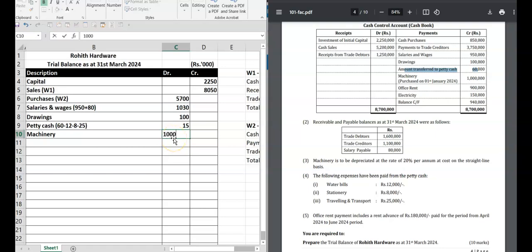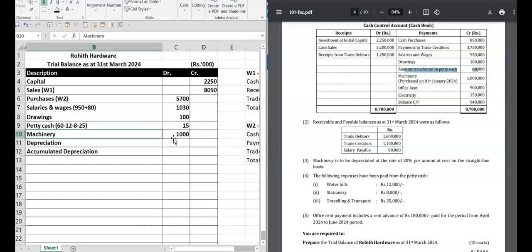So 1 million is 1,000 in thousand terms. Then the other part is you have to calculate the depreciation for the machinery. And with the depreciation, you have to calculate the accumulated depreciation as well. That is for the balance sheet. When it comes to an asset, you have to put the asset's cost, depreciation expenses and the total accumulated depreciation.